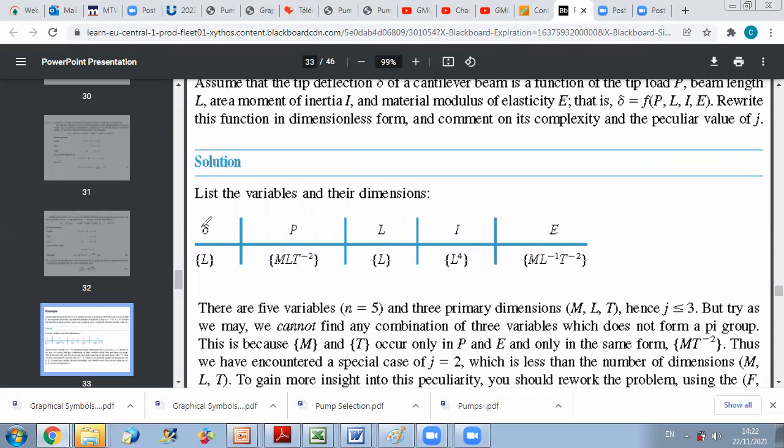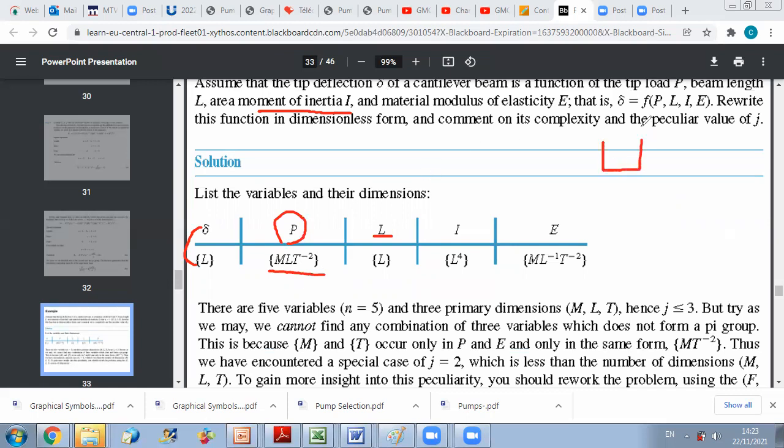So delta is a deflection. It has a dimension of length, so it's L. P is the load. It's a force, so the unit is MLT minus 2, since F equals MA. We have the length of the beam, L, of dimension L. The moment of inertia of the beam, if you remember from statics, when we talk about moment of inertia for an area, its dimension is L to the power 4.